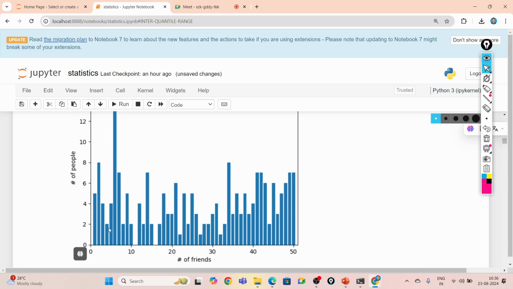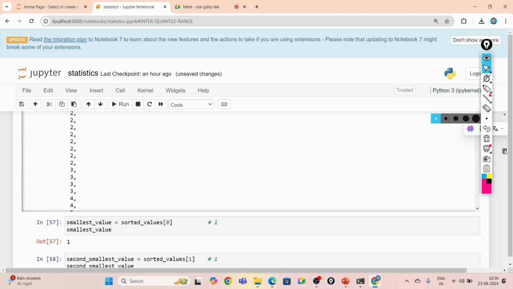The frequency of 3 is 4. Frequency of 4 is 2. Frequency of 5 is again 4. Frequency of 6, just now we have seen it is what? 13. In this way we have the different elements and their frequency in our data set.